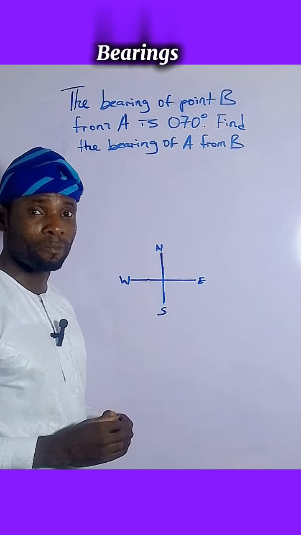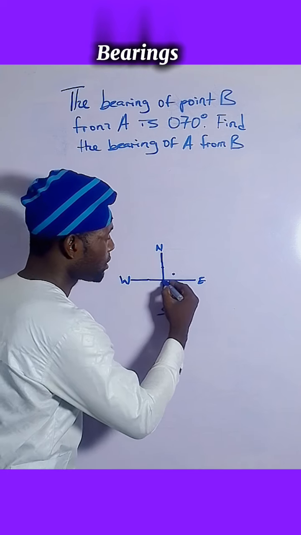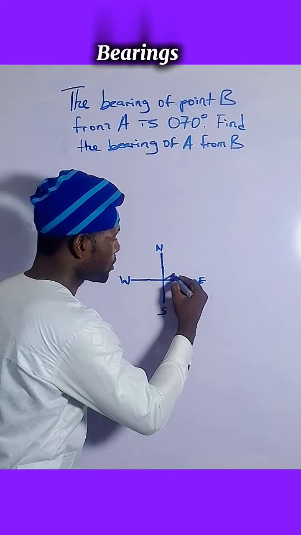For us to measure 70 degrees, let's say from this point, since we are from this point to this point, 90 degrees, let's say from here to this point, we'll be having 70 degrees. We'll draw a line from this point to this point, 70 degrees. This point will be point B, according to the question.